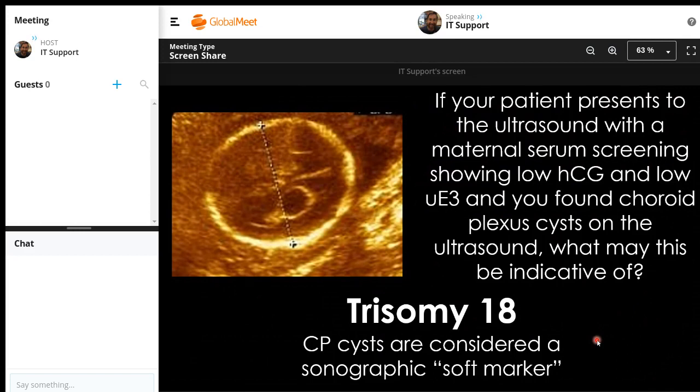So CP cysts are considered a sonographic soft marker. Soft markers mean that finding them doesn't mean immediate worry for a certain condition. It's just something that can be associated with a certain syndrome. So not diagnostic of trisomy 18, but can be part of that process.